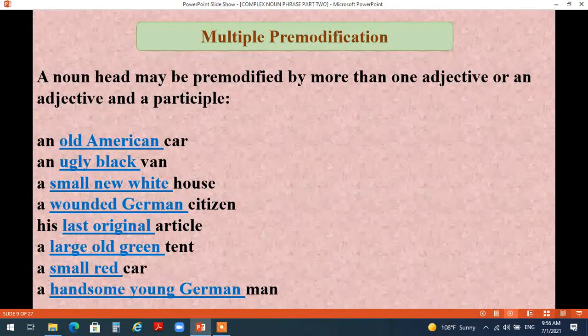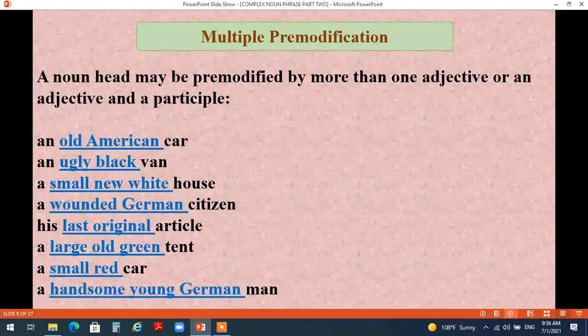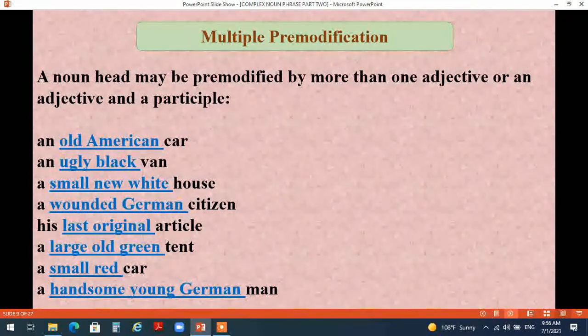يعني أحيانا يجد في complex noun phrase الاسم الذي نصفه لا نصفه باستخدام مثلا صفة واحدة فقط، ممكن أن نستخدم صفتين أو أكثر لوصف اسم واحد، أو أحيانا نستخدم صفة زائدا participle، يعني صفة زائدا present participle أو past participle. في هذه الحالة حين يكون لدينا أكثر من premodifier، أكثر من كلمة تصف الاسم الذي يأتي بعدها، هذه الحالة نطلق عليها multiple premodification، متعدد، وصف متعدد. For example, an old American car.